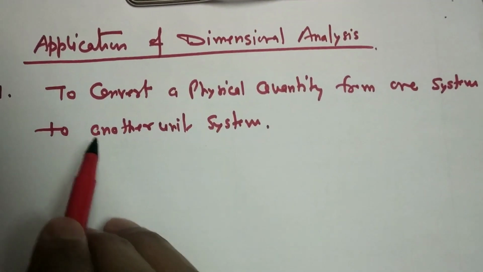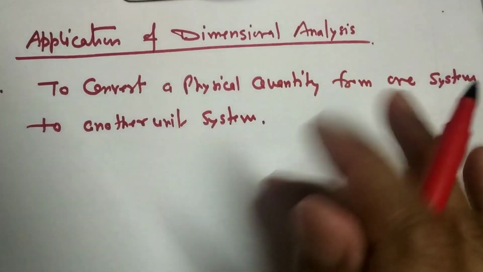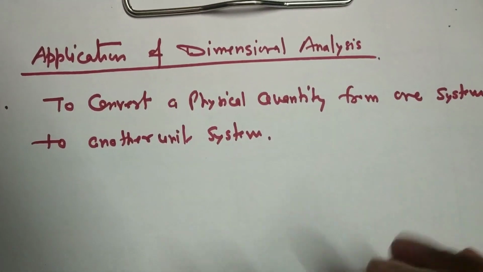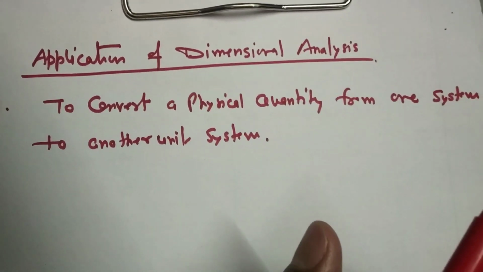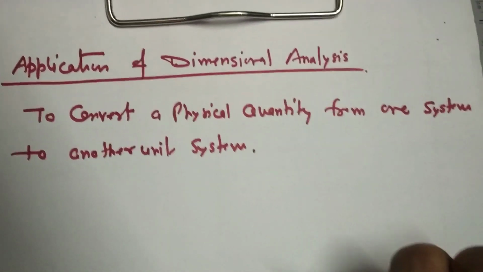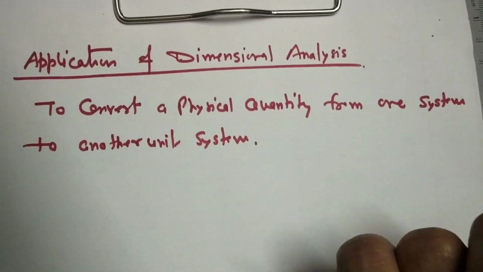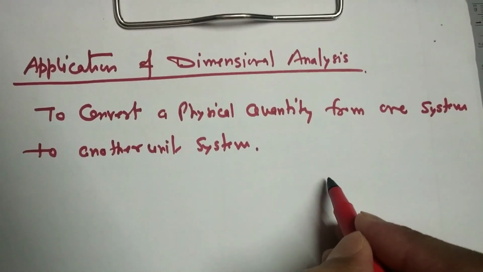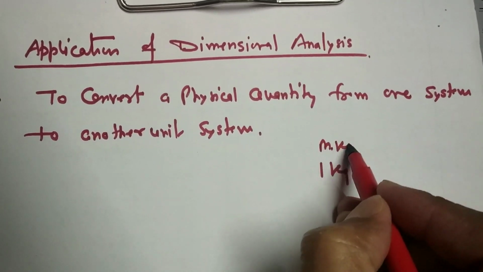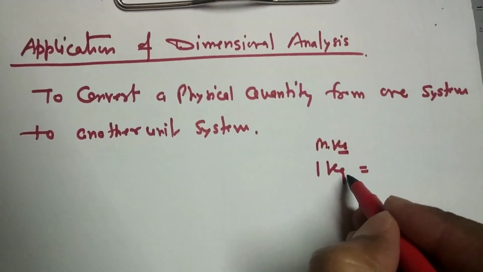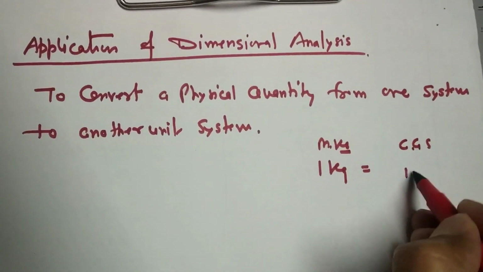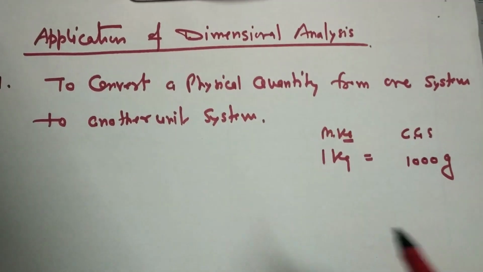मीन्स किसी भी फिजिकल क्वांटिटी को एक सिस्टम से दूसरे सिस्टम में किस तरह से हम कन्वर्ट कर सकते हैं बाय अप्लाइंग एप्लीकेशन ऑफ डायमेंशनल एनालिसिस. सिंपली वी यूज simple method. Easily we can convert one unit system to another unit system, like 1 kilogram in MKS, kilogram in CGS we can convert easily, that is 1000 gram.